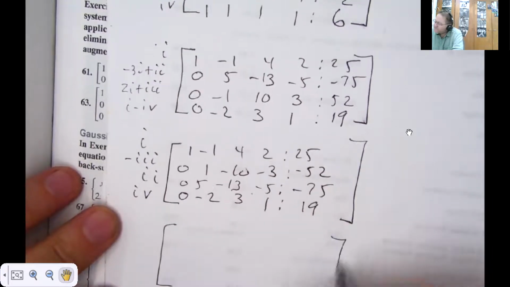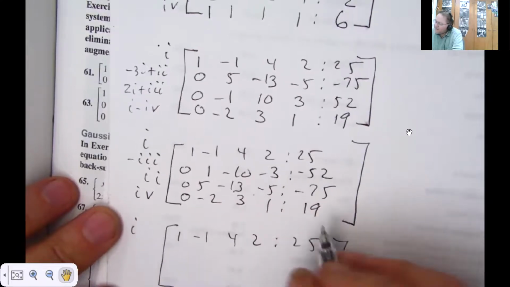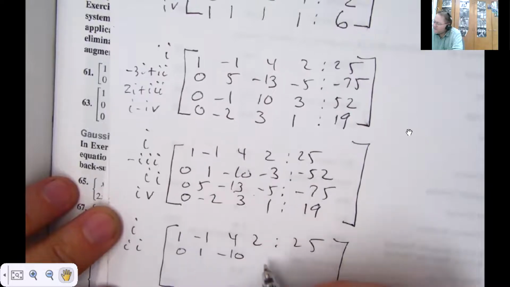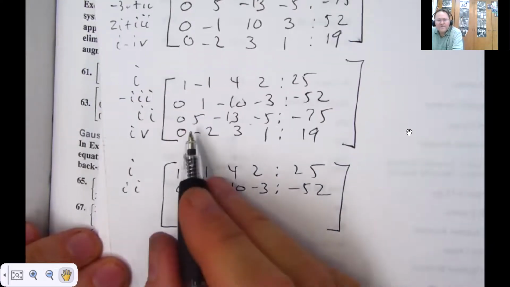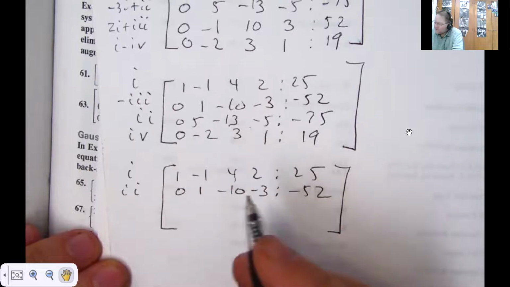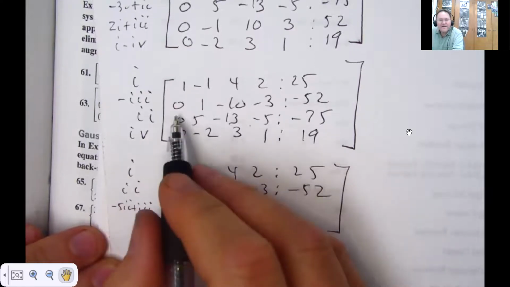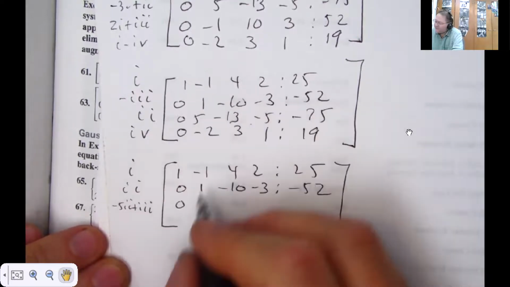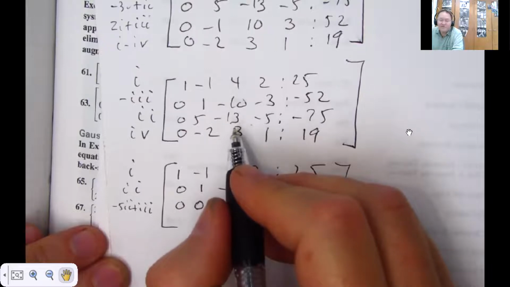So what I'll do, I'll keep row one the same. One, negative one, four, and two. Keep row two the same. Zero, one, negative 10, negative three, negative 52. And I need to make that one a zero. So what I'm going to do is multiply row two by negative five and add it to row three. So I'm going to say negative five times row two plus row three. Here we go. Negative five times zero is zero plus zero is zero. Negative five times one is negative five plus five is zero. Negative five times negative 10 is 50, and 50 minus 13 is 37.